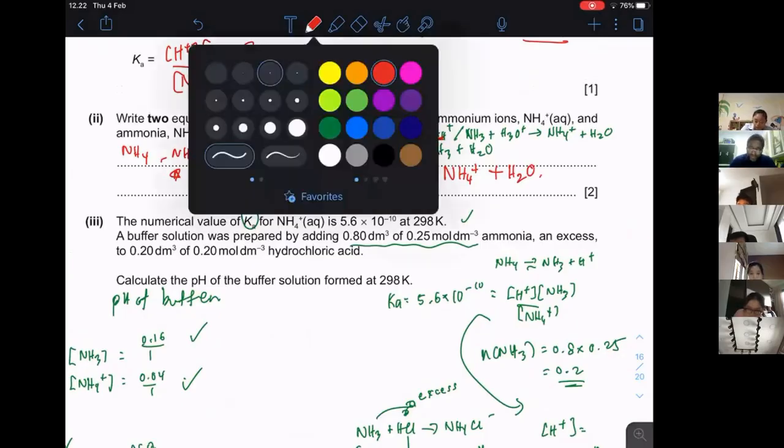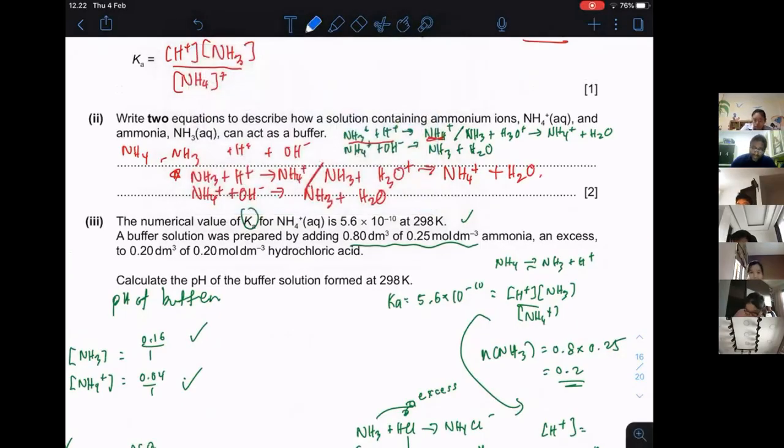So maybe the question will be, okay, Mr. Gopi, why can't we use this one? Yeah, it's still correct. Okay, then two questions over there. Now, two equations, okay, that they want.